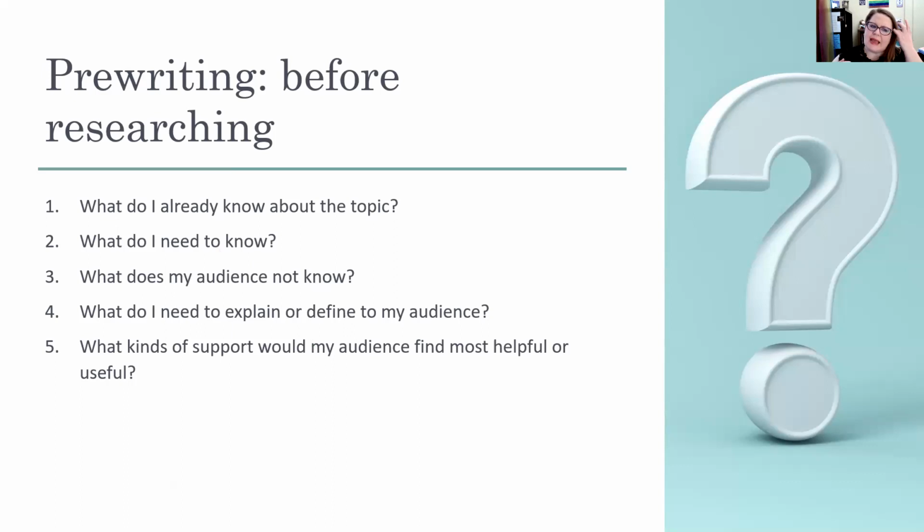And then what kind of support would my audience find most helpful or useful? And we'll talk about that more next week when we start researching. But basically, the types of support your audience will find helpful or useful are the kinds that they're going to have a hard time arguing against. Hard facts, statistics. Those are things that you may need to keep a list of that you want to start looking up when we start talking about research.